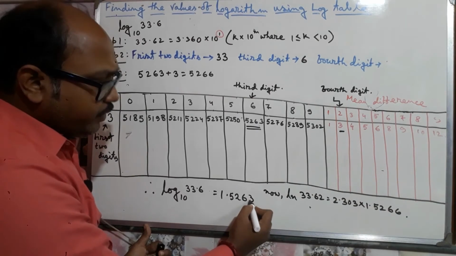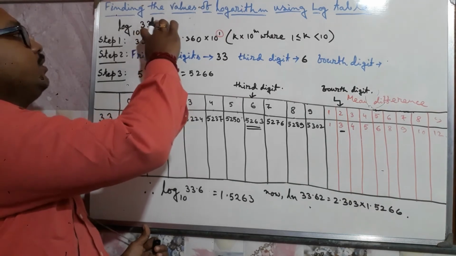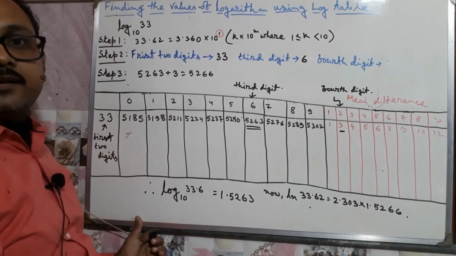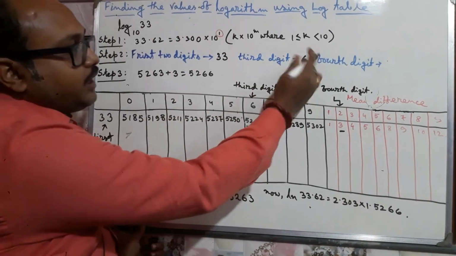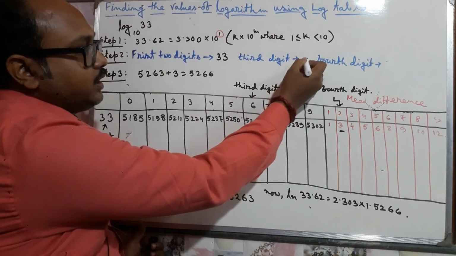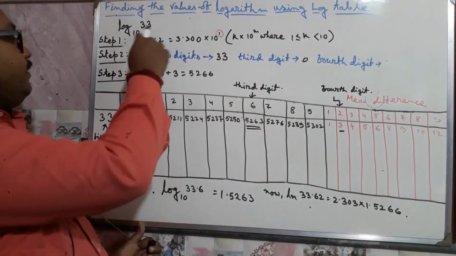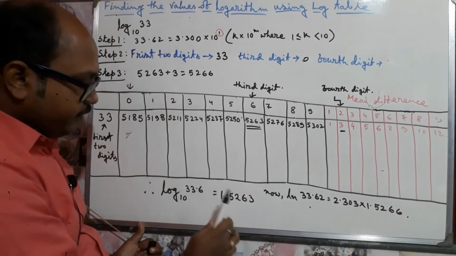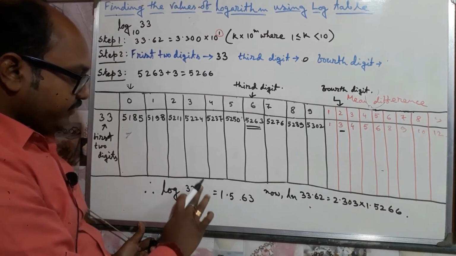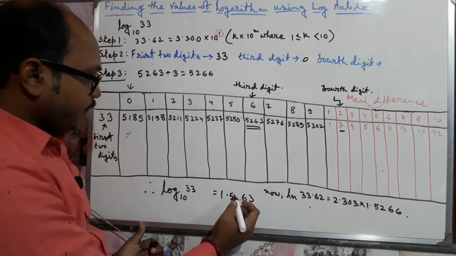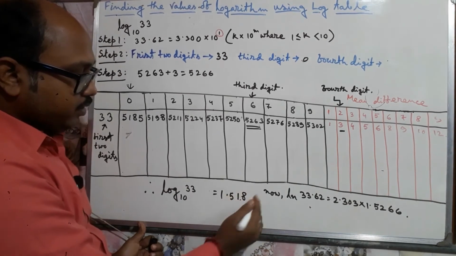So ultimately the value of this log will be 1.5263. If only 2 digits are there, suppose log 33 to the base 10, then the third digit also becomes 0, the 0 column will be selected, and the value will be 5185. That is the decimal part. So the value of log 33 to the base 10 will be 1.5185.